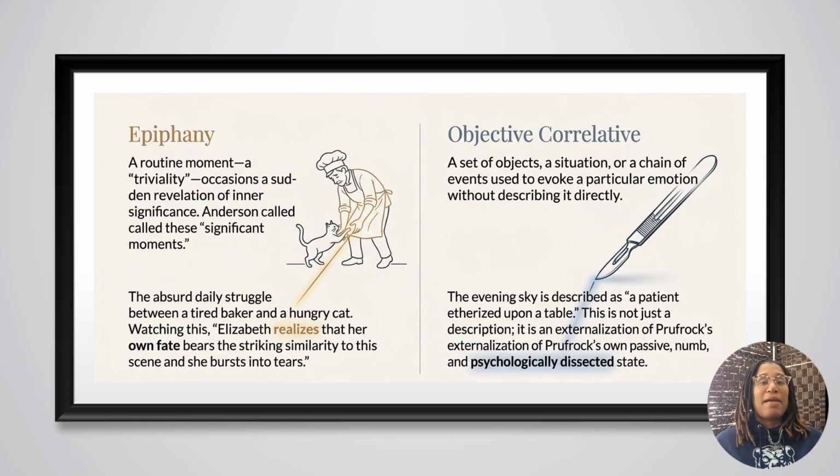Keep an eye on what each technique accomplishes. Epiphany makes meaning arrive all at once through a moment of recognition. Objective correlative makes meaning accumulate through the external world, so the emotion is felt through atmosphere, comparison, and detail.